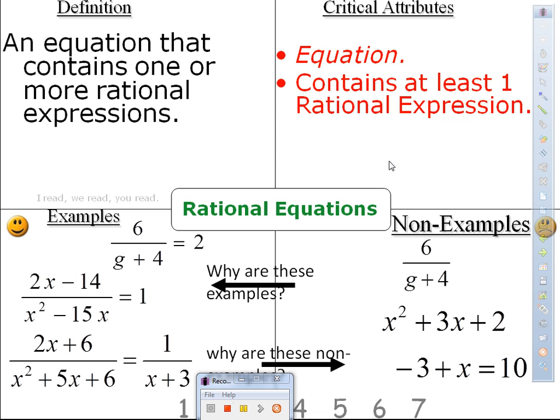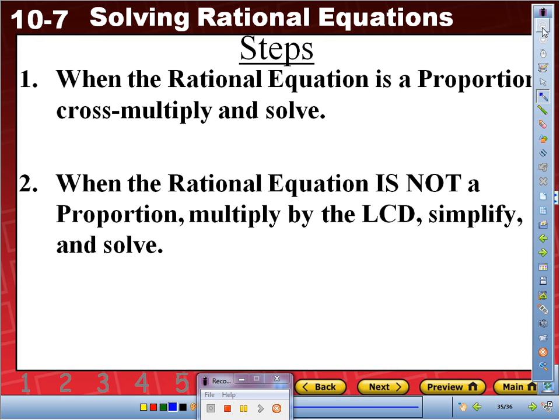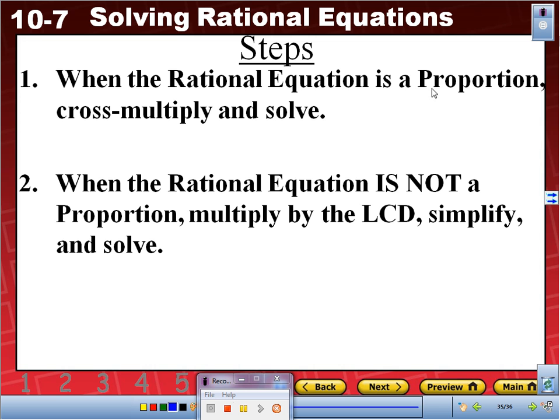Okay, steps. Today we only have 2 simple steps. Very simple steps. Okay, copy this down, please. Steps 1 and 2. Copy these. It says, step 1, when the rational equation is a proportion, cross multiply and solve. When the rational equation is not a proportion, multiply by the LCD, simplify and solve.